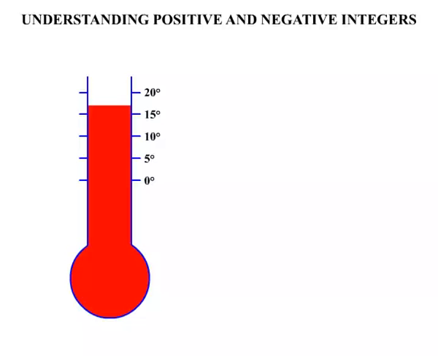Alright, the temperature there is just a little bit above 15 degrees at the moment, but it's going down and down and down a bit further. We all know that temperature can go below 0 degrees, and when it goes below 0, we're talking negative numbers. Negative 5 degrees there, negative 10 degrees is marked.